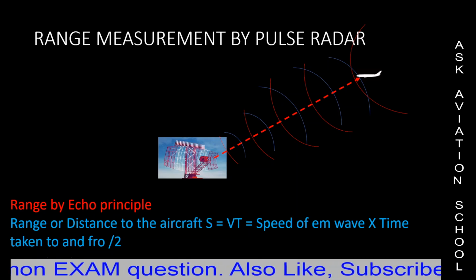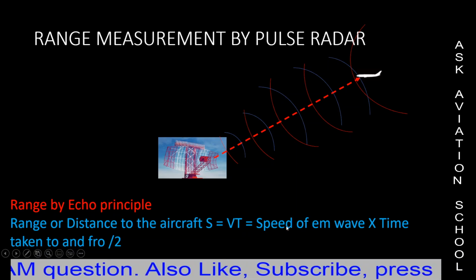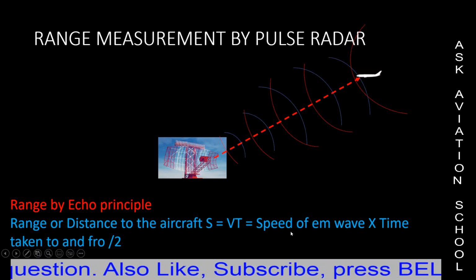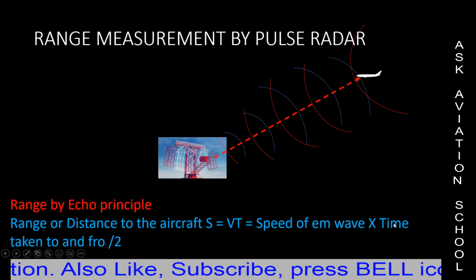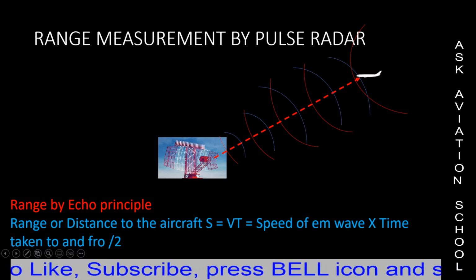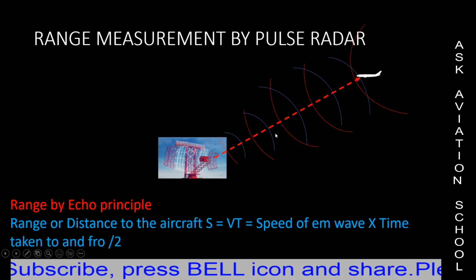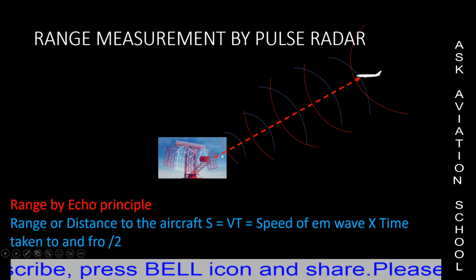If we have the time, by the formula distance is equal to velocity into time, we can compute the distance. Here the velocity will be the velocity of the electromagnetic wave, that is the speed of the EM wave, and the time taken is to and fro. So the distance traveled will be half of this, because the wave has traveled twice the distance.